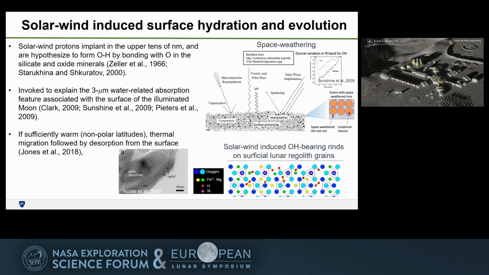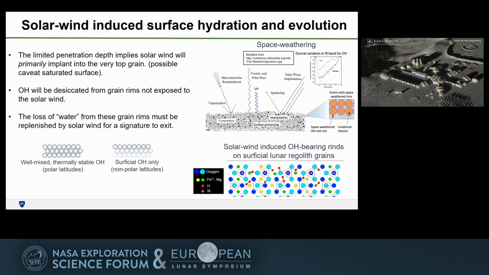So this theory was re-enlivened, I suppose, back in 2009 upon the discovery of a 3-micron absorption feature in the spacecraft observations of Cassini epoxy, as well as M-cube on Chandrayaan-1, with the example of epoxy shown in the space weathering schematic on the upper right. And if sufficiently warm, which means at non-polar latitudes, it's possible that thermal migration will occur with these protons, and that the OH can effectively migrate to form potentially H2 that can resolve as gas bubbles or migrate out as H2, or potentially even desorb as OH or H2O.